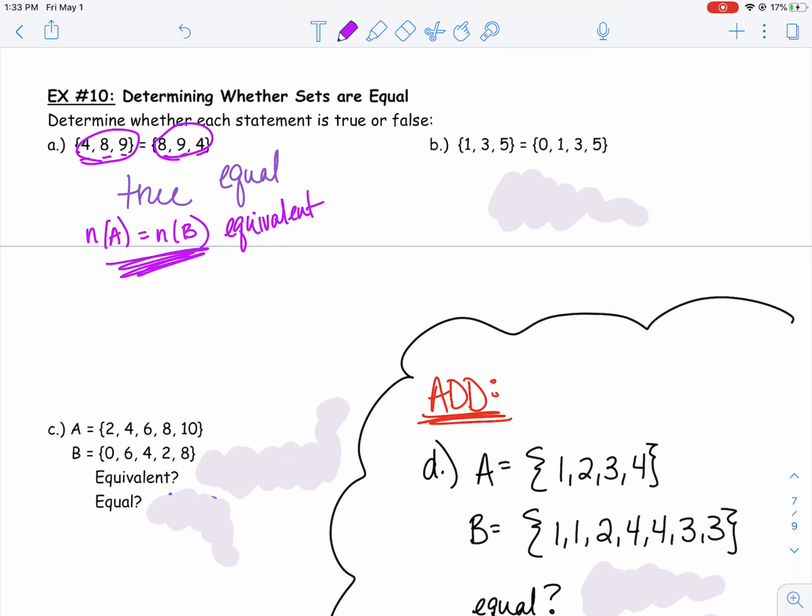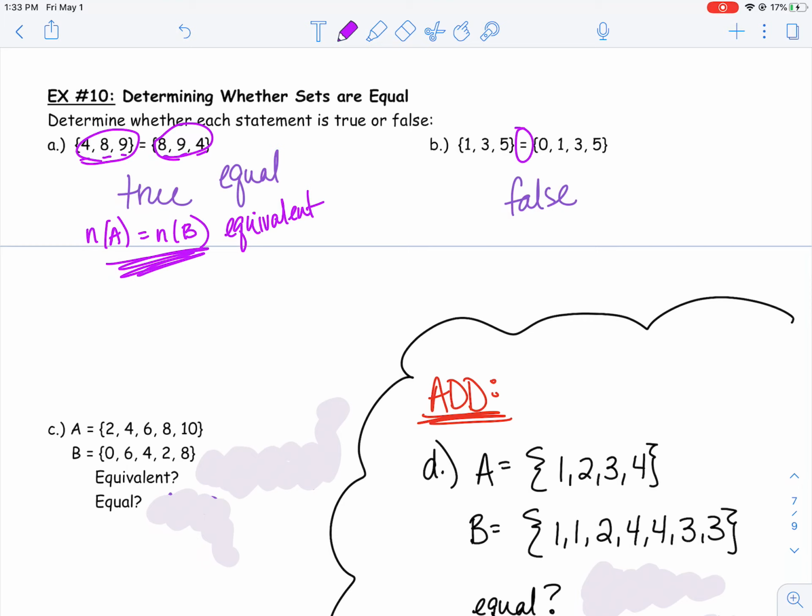They have the same number of elements, but because they have the same exact elements, they're also equal. Look at B. B has the set that contains the elements 1, 3, and 5. The other one has elements of 0, 1, 3, and 5. They not only have different amounts of elements, so they're not equivalent, they also don't have the same exact elements. So we would say this statement is false.